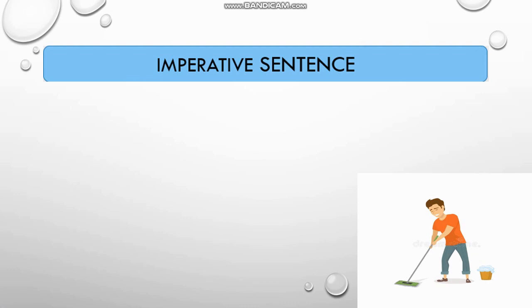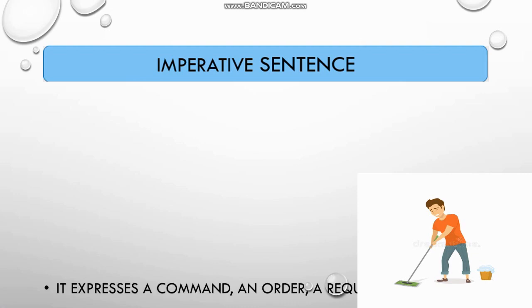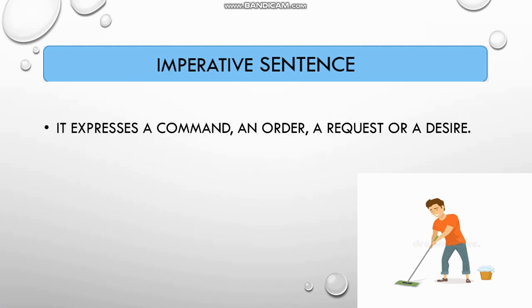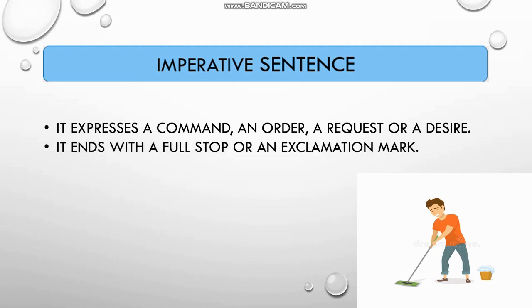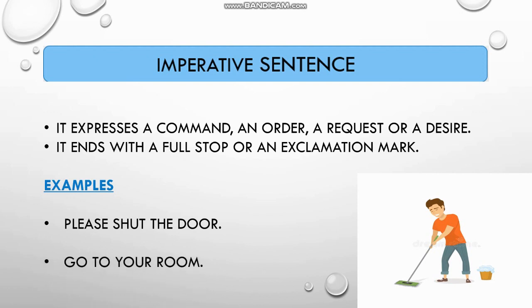Now let's look at the second type of sentence, which is imperative sentence. It expresses a command, an order, a request, or a desire. It ends with a full stop or an exclamation mark. Let's look at some examples. Please shut the door. It is a request and it ends with a full stop. Go to your room. It is a command and it ends with a full stop. Stop eating. It is an order and it ends with an exclamation mark.